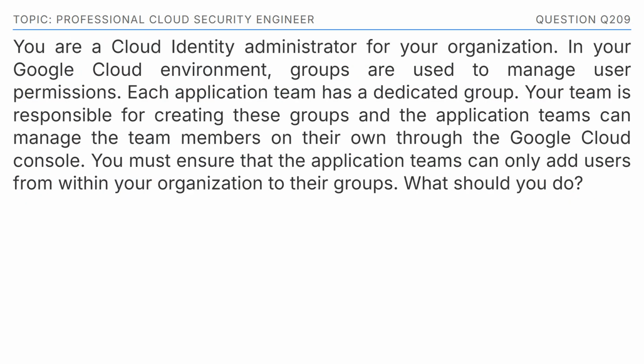You are a cloud identity administrator for your organization. In your Google Cloud environment, groups are used to manage user permissions. Each application team has a dedicated group. Your team is responsible for creating these groups, and the application teams can manage the team members on their own through the Google Cloud Console. You must ensure that the application teams can only add users from within your organization to their groups. What should you do?